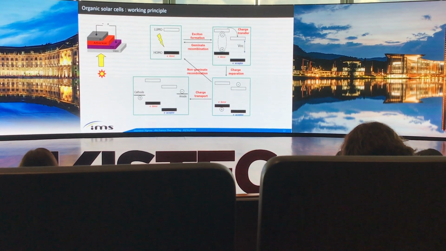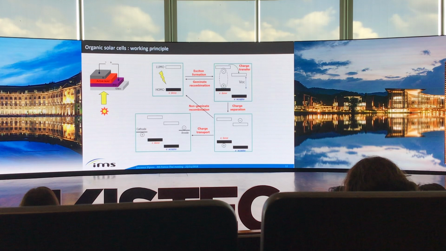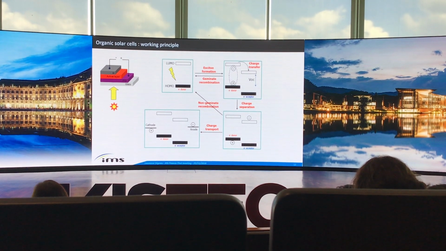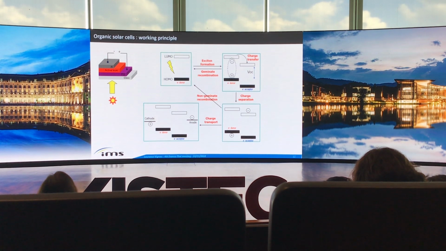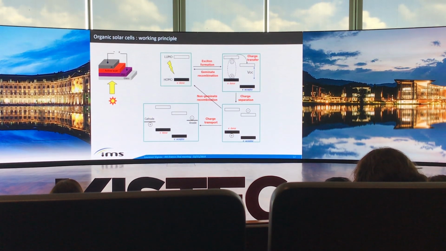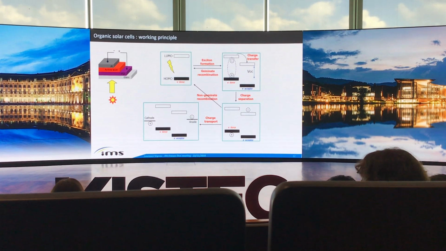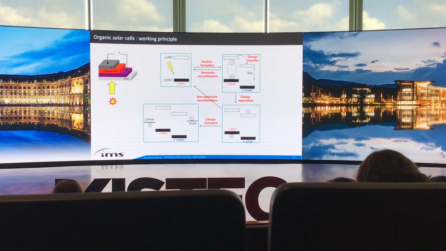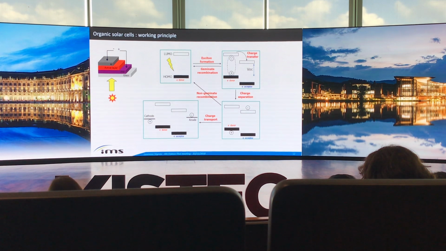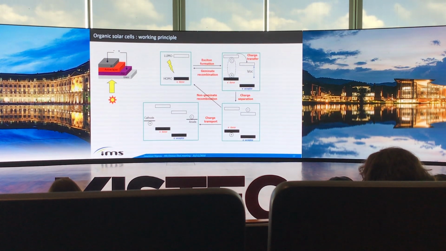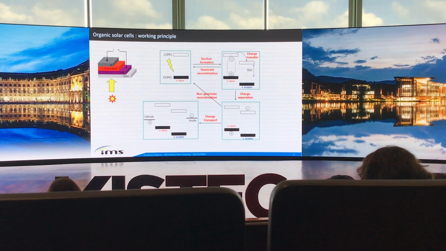So first, how is it working? This is roughly the inverse process of an OLED. When light comes inside the semiconductor, you have an exciton formation, which is an electron-hole pair, and provided they don't recombine, they are separated and then transported to the electrodes. This is quite similar to what you have in silicon solar cells.